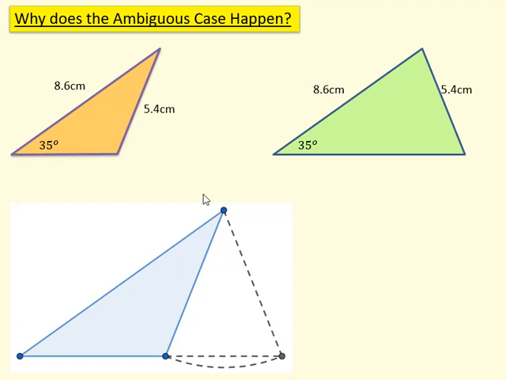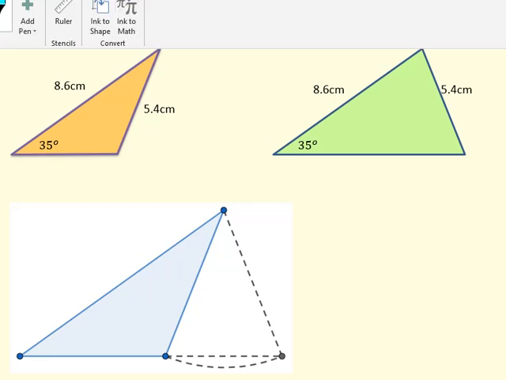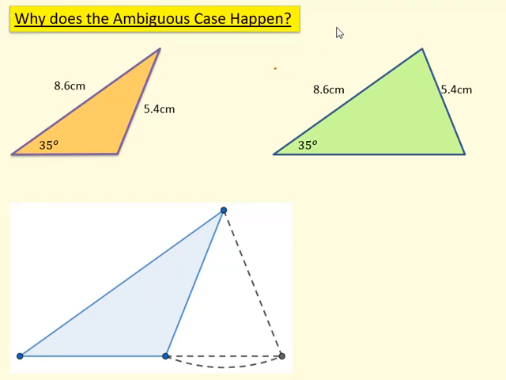It will help you develop a better understanding as to what's going on. Okay, so remember, this is only for the sine rule. You do not need to worry about SOHCAHTOA or the cosine rule. It's only for the sine rule this happens. Okay, so remember the sine A over B and sine B over B. It's only for that.